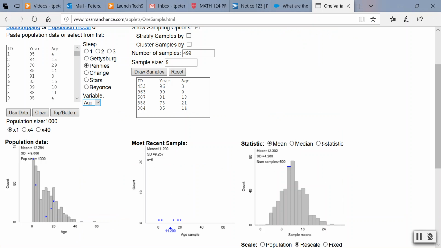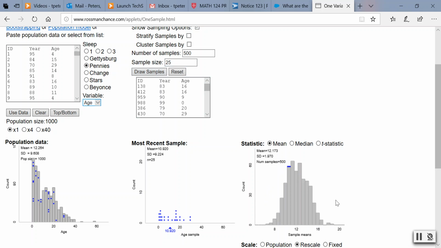Now I should point out the mean of the sampling distribution here, this 12.392, is fairly close to the population mean, 12.264. Let's gradually increase the sample size. Now we'll go from sample size 5 to sample size 25. And we'll do a total of 500 samples.